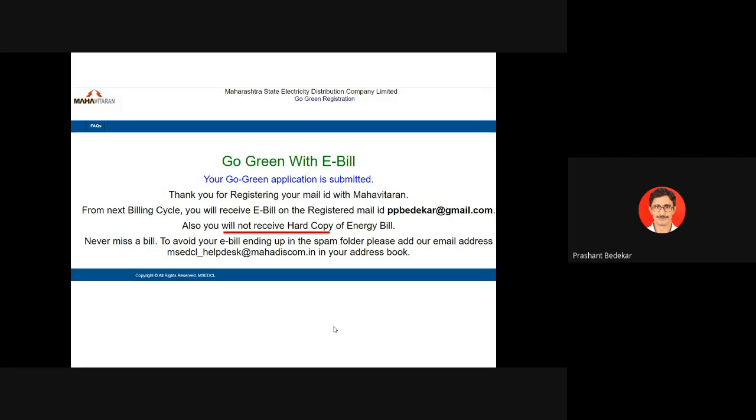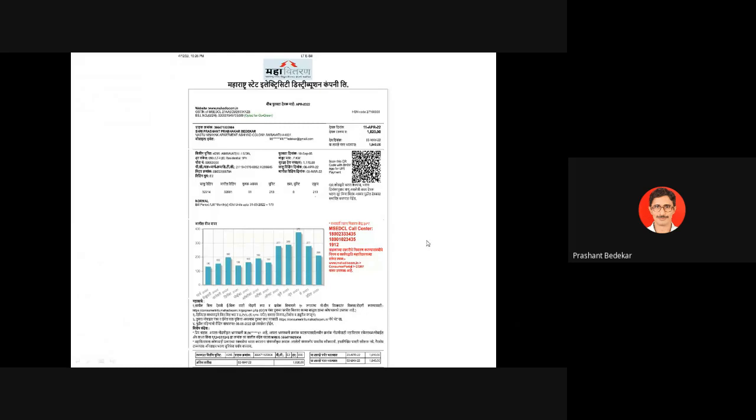Some of the people say that if I do not receive a hard copy of the bill, there will be a problem, because wherever I have to go, I have to give address proof, I have to give an electricity bill. So there is absolutely no problem. Nowadays, the e-copy is also available. You can take a printout of the e-copy.